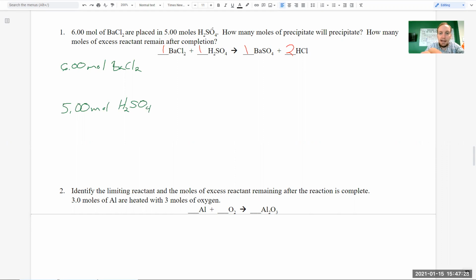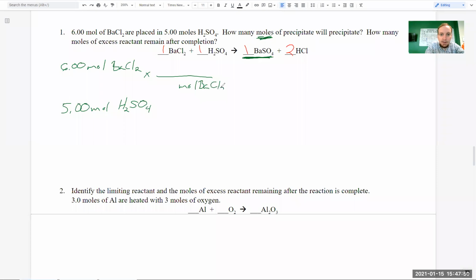All right, so then it's going to ask how many moles of precipitate will form. The precipitate is going to be this one, so we need to convert both of them into moles of barium sulfate. Why moles? Because it says moles. So, oops, I'm sorry, I'm too busy talking and not thinking.